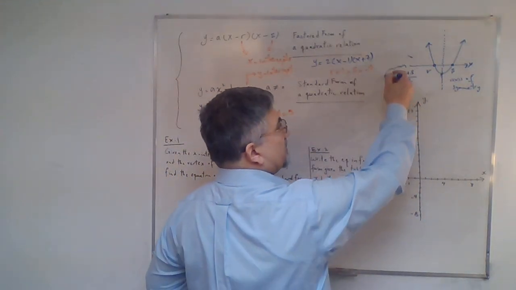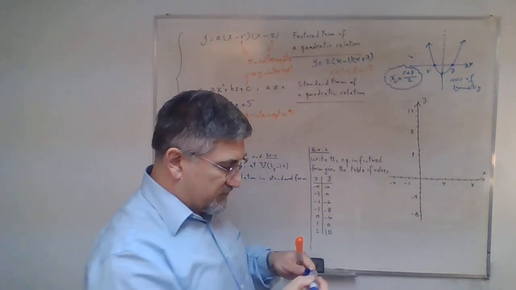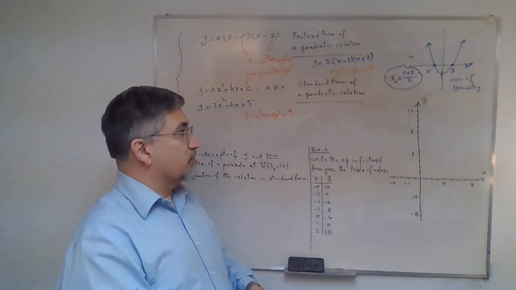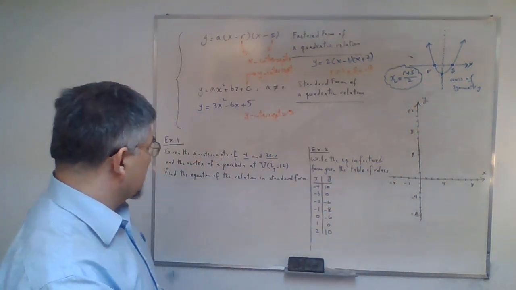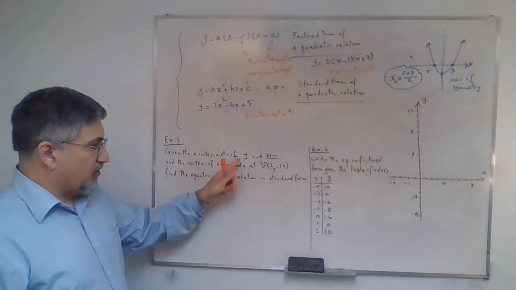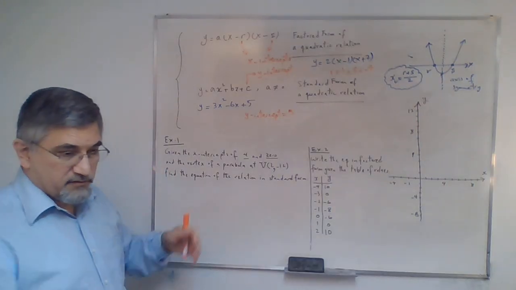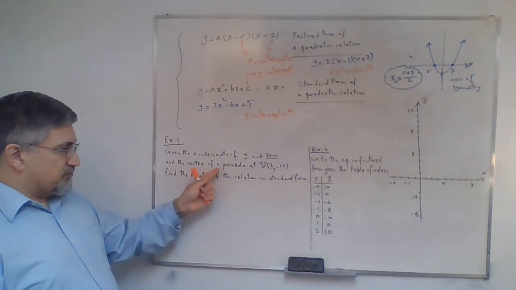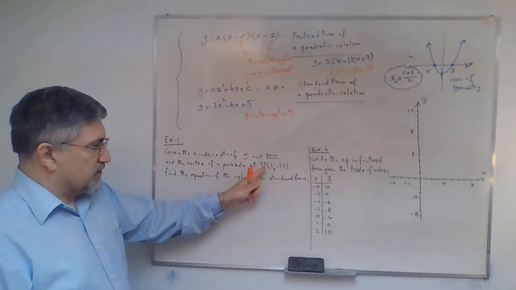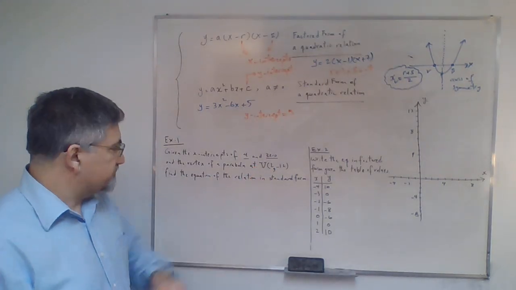That the x-coordinate of the vertex is always found by finding the average of the two x-intercepts. So it's (r + s) divided by 2. We have an example here. It says: given the x-intercepts of r of 4 and 0 for a given quadratic relation and the vertex of a parabola at V (2, -12), find the equation of the relation in standard form.